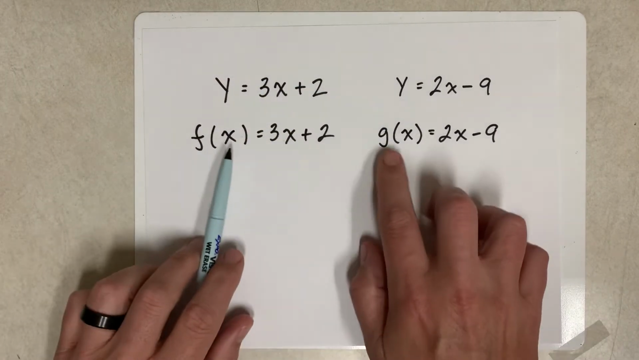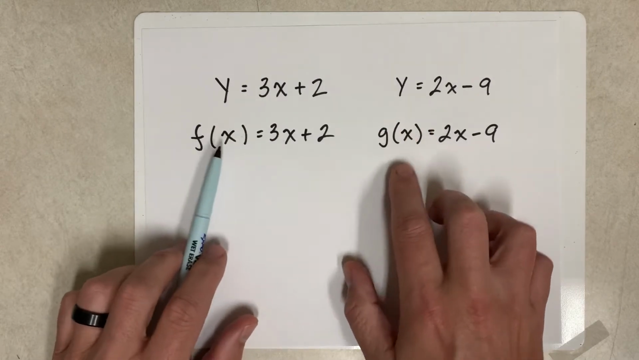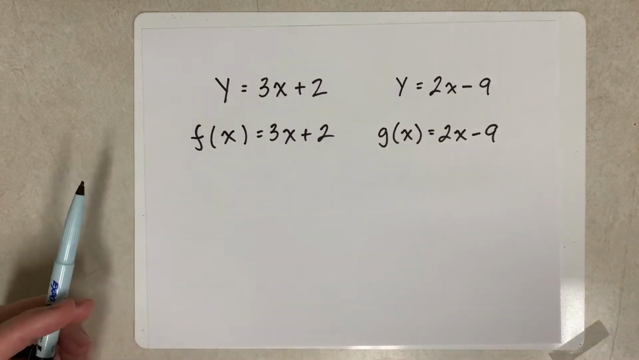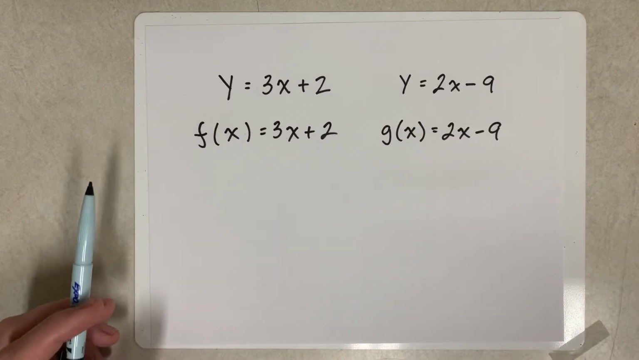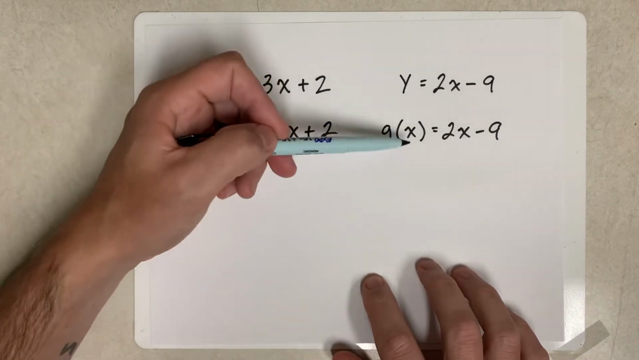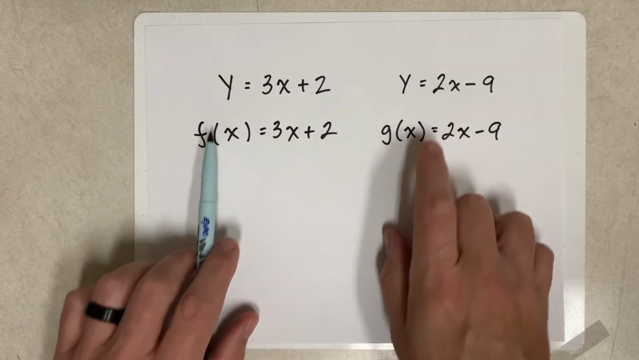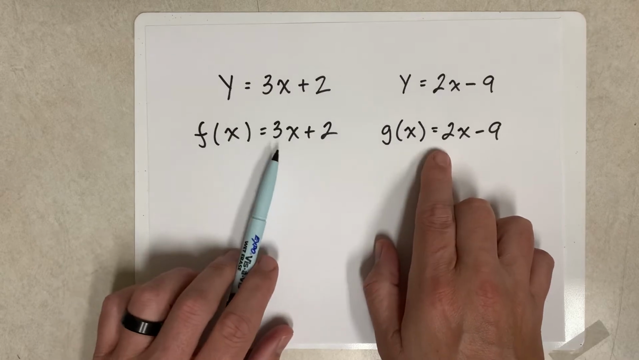So when you see these function notations, just remember, these are just the y values, the output. That's just the dependent variable. And by naming it this, I can do two things. Number one, I can call them something, and so I can differentiate between these two.